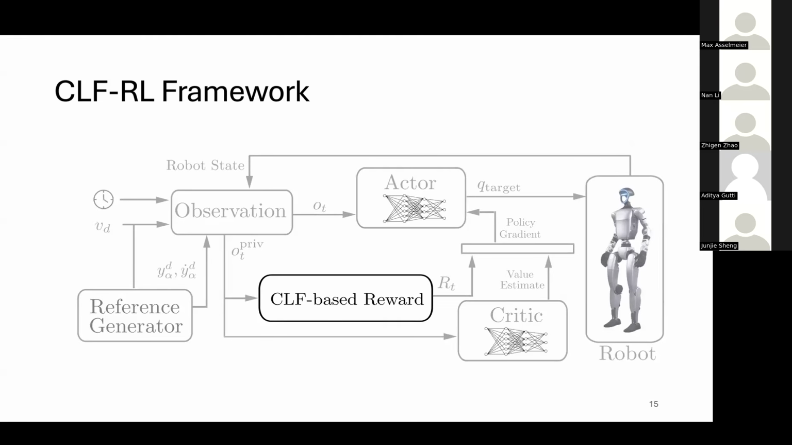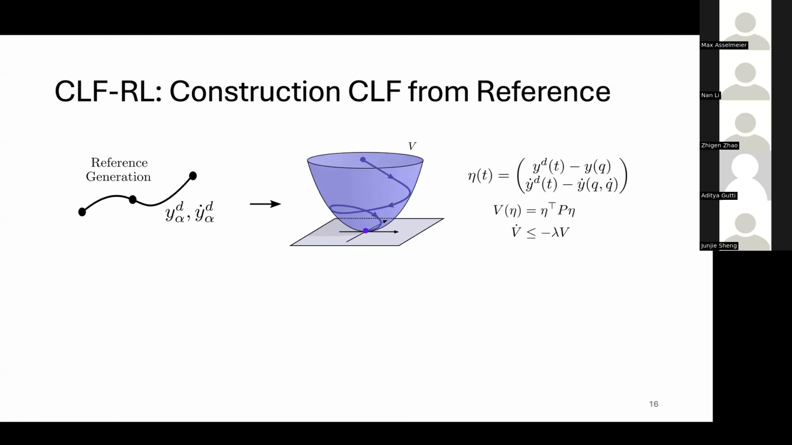So then we can go on to the CLF-based reward. The idea here is we get our reference generator, which generates our y_d and our y_d dot. And these are parameterized by some alpha. Normally, this is like a spline. So you could think the output of the trajectory optimization is a set of splines that we're going to track. So they're continuous in time.